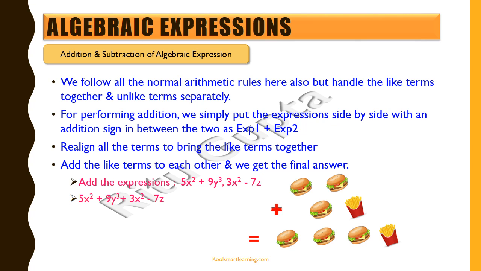We just put them with an addition sign in between them, and now we rearrange the like terms and make it 5x square plus 3x square plus 9y cube minus 7z, and simply add the like terms and it becomes 8x square plus 9y cube minus 7z, and that's the answer for the addition of these algebraic expressions.